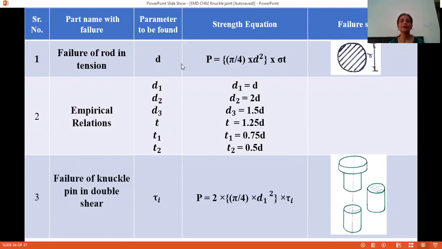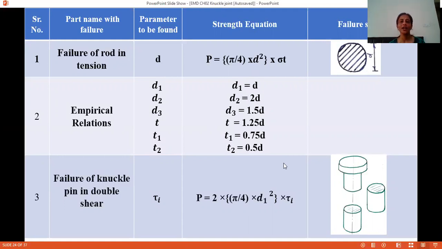First step is to find the diameter of rod considering tensile failure. This is the strength equation. This is the failure sketch, and the strength equation is pi by 4 d square into sigma t. Second step is all empirical values. D1 is D, D2 is 2D, D3 is 1.5D, T is 1.25D, T1 is 0.75D, and T2 is 0.5D.